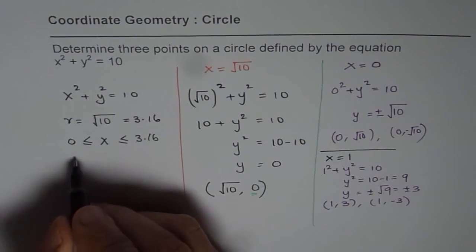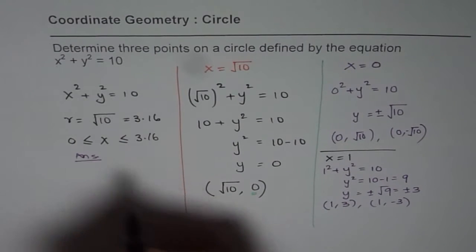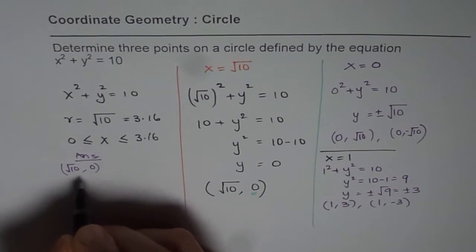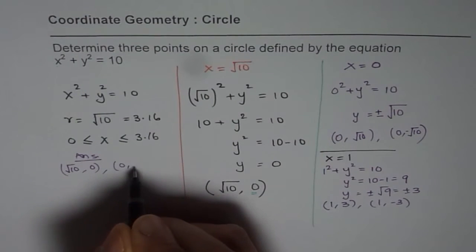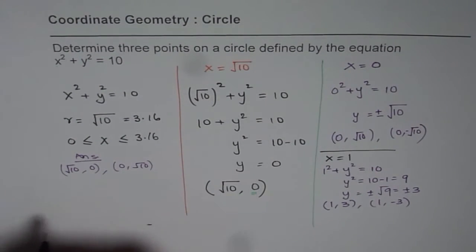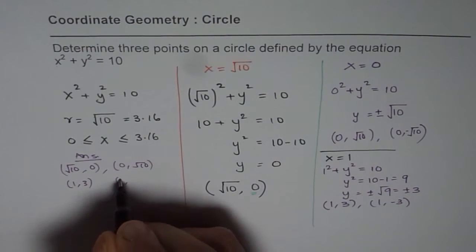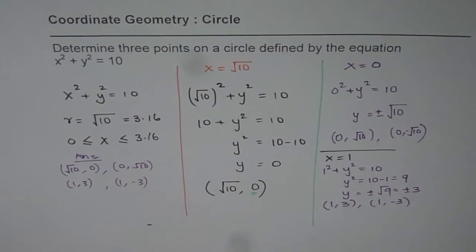Some of the points which we found here are square root of 10 for x and 0 for y, 0 and square root of 10, or we also got (1, 3) and (1, minus 3). Likewise, you can list many points. So pick any 3 of these for your circle in this case. I hope that helps you to find different types of points on the circle.